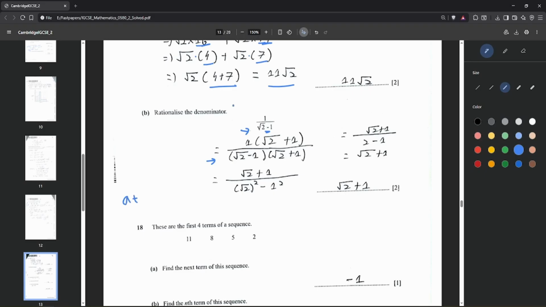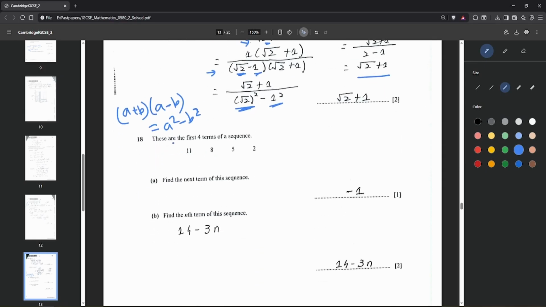Now we will use this formula: (a plus b)(a minus b) is equal to a squared minus b squared. Here a is root 2 and b is 1. So we have root 2 squared minus 1 squared. That means we have 2 minus 1, which is equal to 1. And in the upper part we have 1 multiplied by this, which evaluates to root 2 plus 1. So we have root 2 plus 1 divided by 1, which is equal to root 2 plus 1.